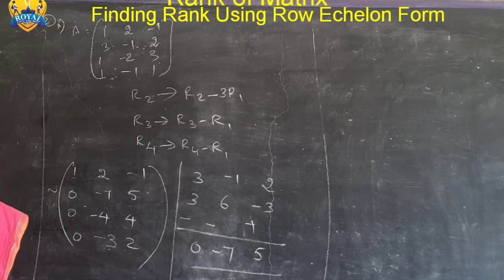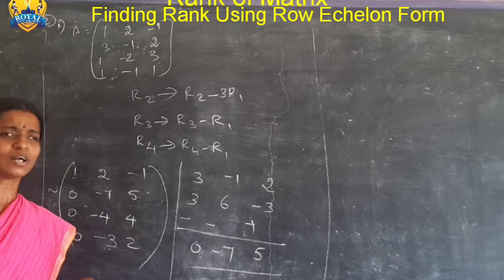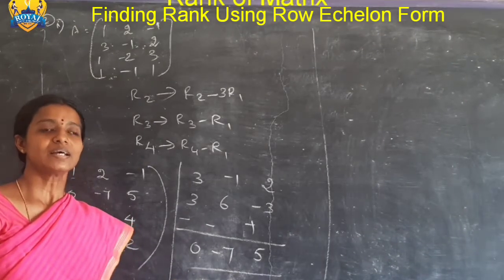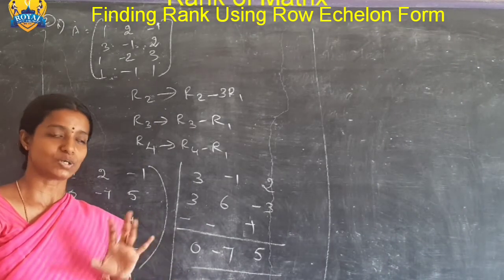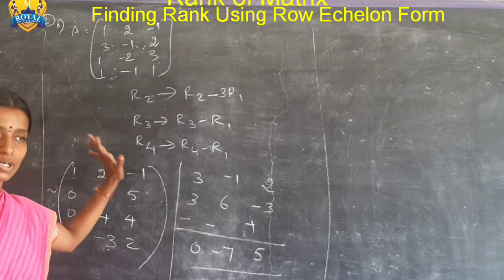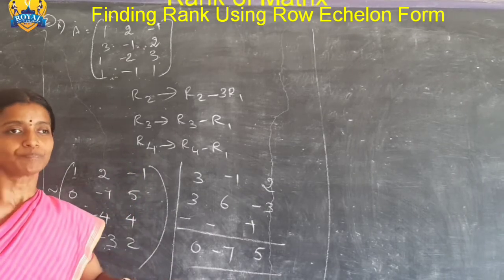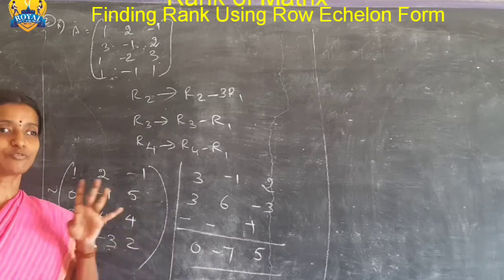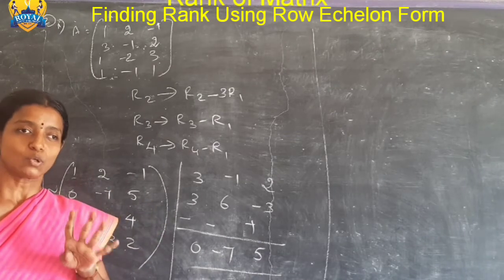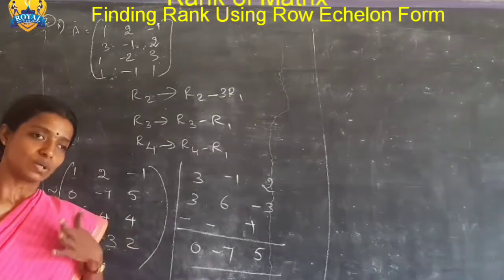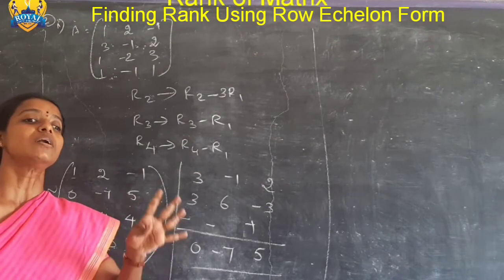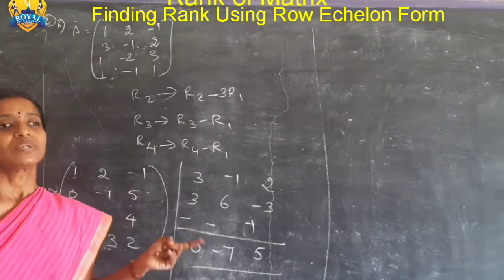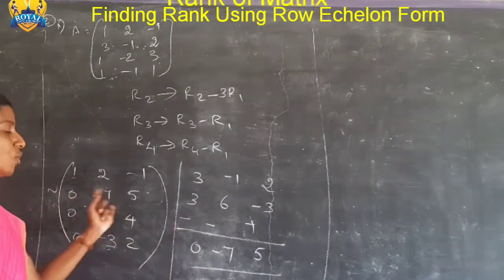Now anyway I have an idea: we only need to bring the rank to either 3 or less than 3. Since this is not a square matrix of 4 cross 4, my rank cannot be 4, but my rows are 4. Only depending on the number of non-zero rows we write the rank. But here I have 4 non-zero rows.